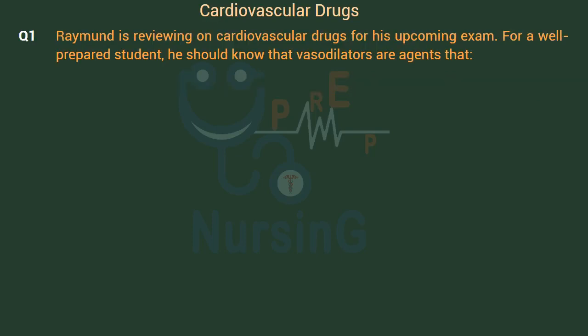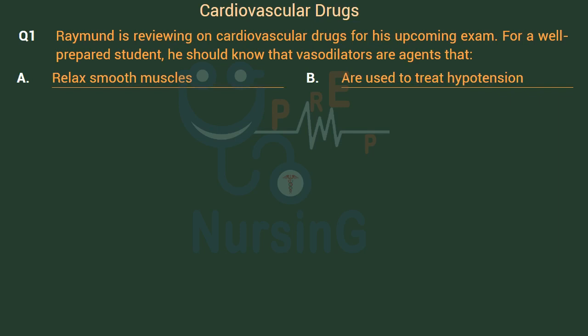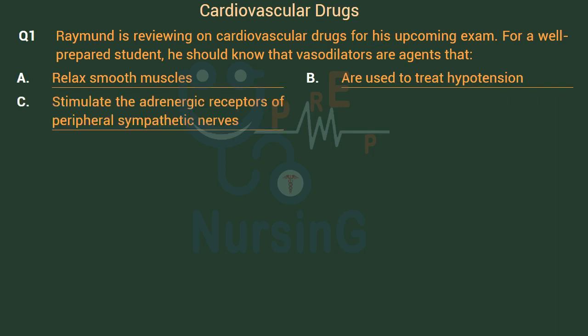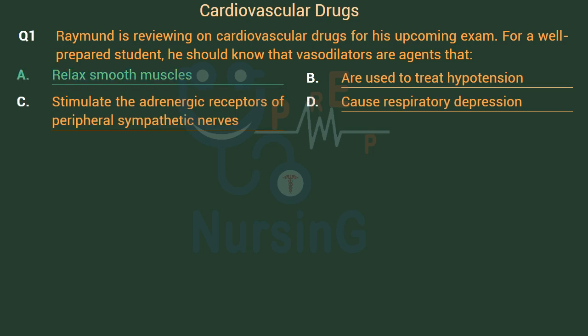Cardiovascular drugs. Raymund is reviewing cardiovascular drugs for his upcoming exam. For a well-prepared student, he should know that vasodilators are agents that: Option A. Relax smooth muscles. Option B. Are used to treat hypotension. Option C. Stimulate the adrenergic receptors of peripheral sympathetic nerves. Option D. Cause respiratory depression. Right answer is Option A.